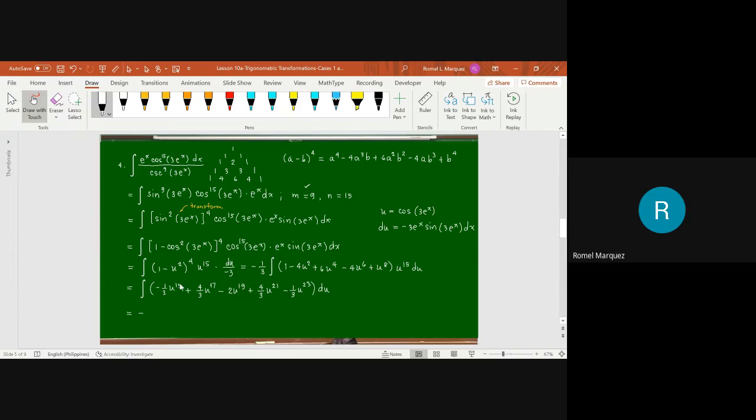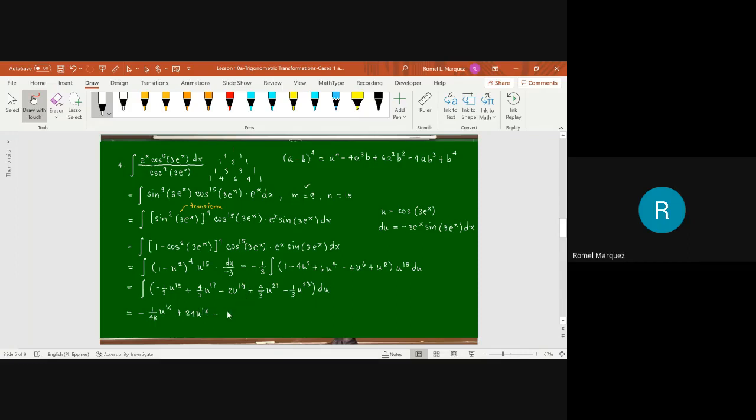1/3 u to the 16 over 16, so that is 1 over 48. Am I correct, guys? Is it 48, 3 times 16? Then plus 4/3. 4 times 18, divided by 3, so 24. So this is now 24 u to the 18.